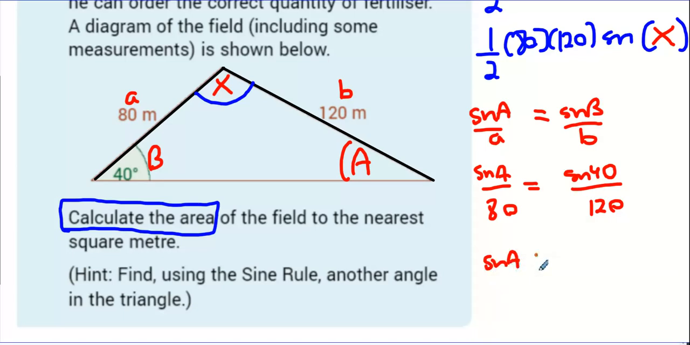So it's going to be 80 sine 140 divided by 120. No, look, the sine 40 is on the top. The 80, it was on the bottom on the left. It's division on the left. Oh, 140. Oh, sorry, it's meant to be 40. Thanks. So that's my bad.